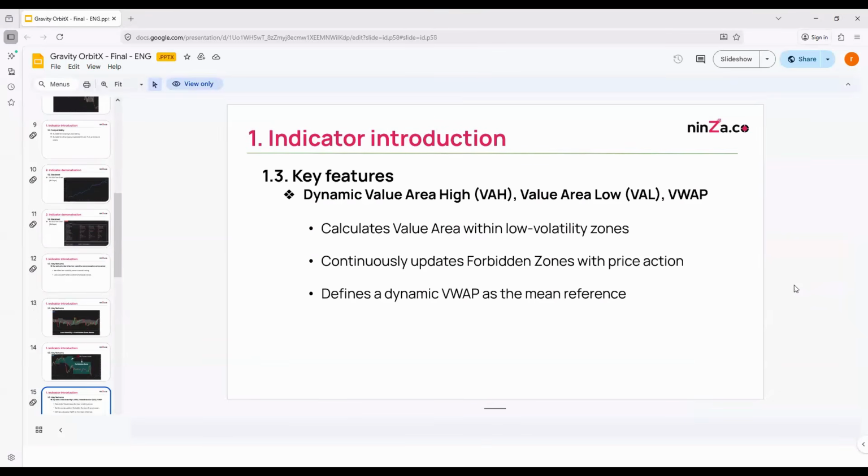So I mentioned already, it continuously updates this VWAP, and the idea is, and we're going to see it on our charts, the idea is price will come back to the VWAP, the fair value. It's just how markets work. So we will see that.